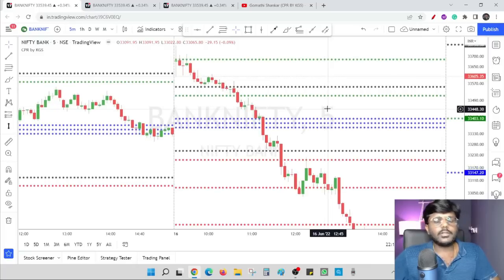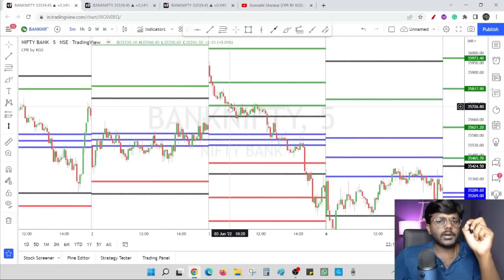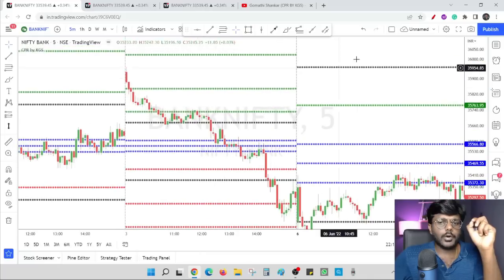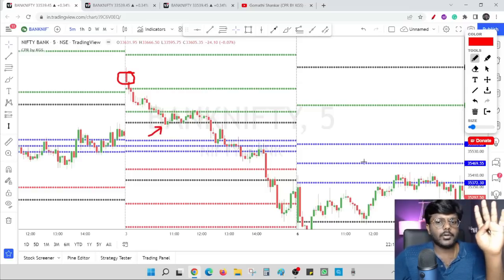Now on 16th of June. If you listen carefully, 16th of June is very much similar to 3rd of June. On 3rd of June, what happened? The prices opened above R2. There is no sign of bullishness. When R1 and previous day high is broken, I will take a short. Before that, I will not take a short.